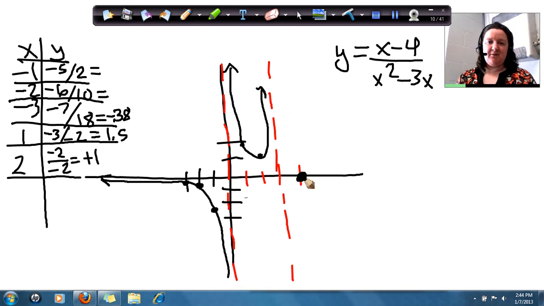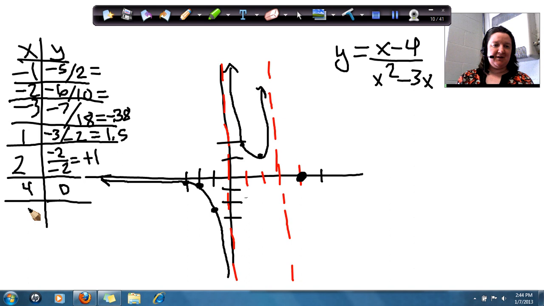Now let's look over here. We knew it went through the +4, and that gave us a 0. So let's try +5. So that's going to give me 1 on top, and 25 minus 15, which would be 10 on the bottom. So 5 is going to give me 1/10. So that's just a little bit.